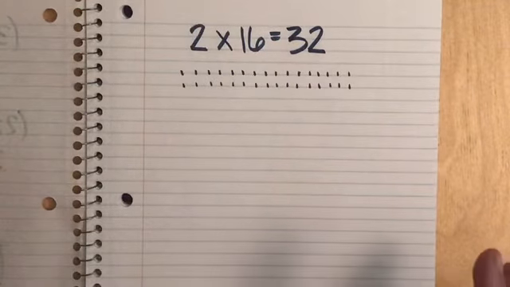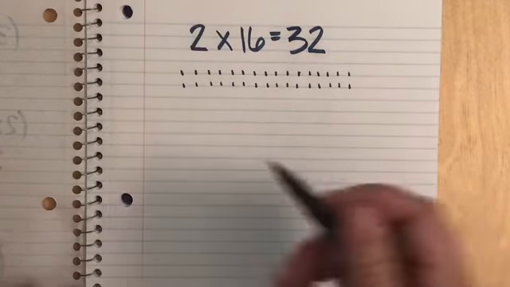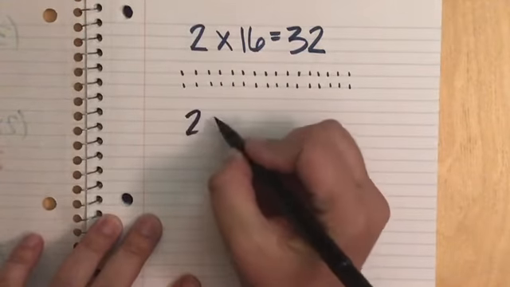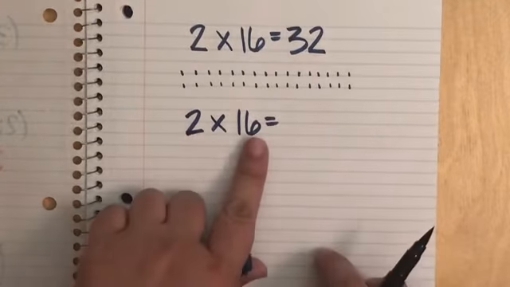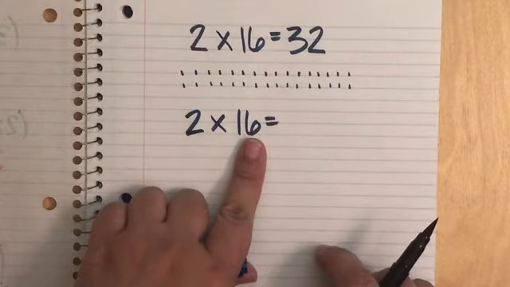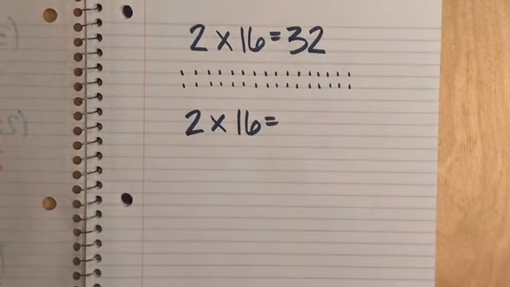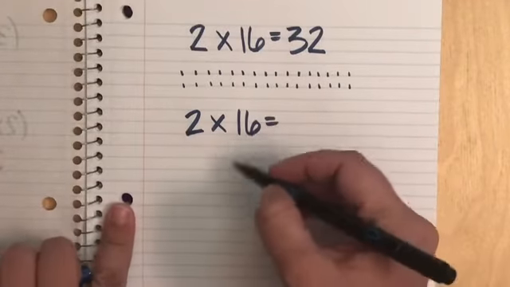Now let's go ahead and try it with the associative property. So rewrite 2 times 16 equals, and this time we're going to take our larger number and we're going to divide it into 2 factors. So think of 2 factors, or 2 numbers that multiply together to make 16. I know that 2 times 8 equals 16. I also know that 4 times 4 equals 16. So let's go ahead and start with 2 times 8.